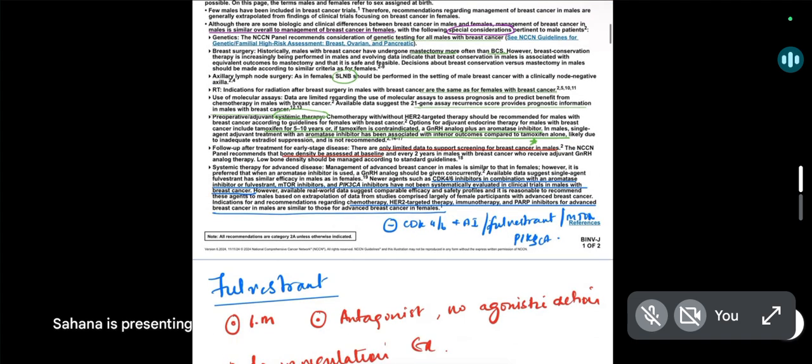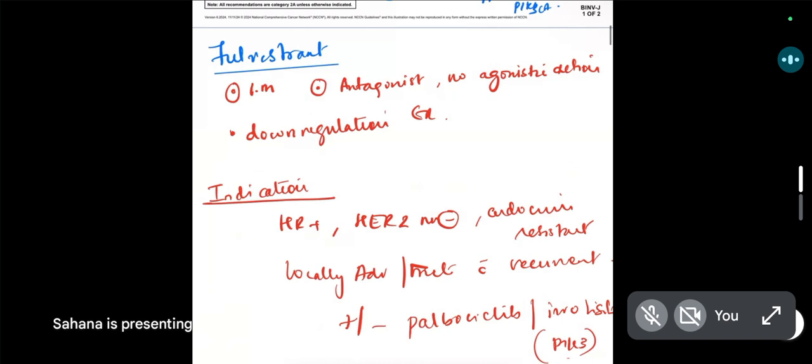So when I came to fulvestrant, I thought I'll just put a note here. They've asked for 3 markers. Fulvestrant is an estrogen receptor down regulator, which has only an antagonistic action, no agonistic action, and it is given intramuscular.